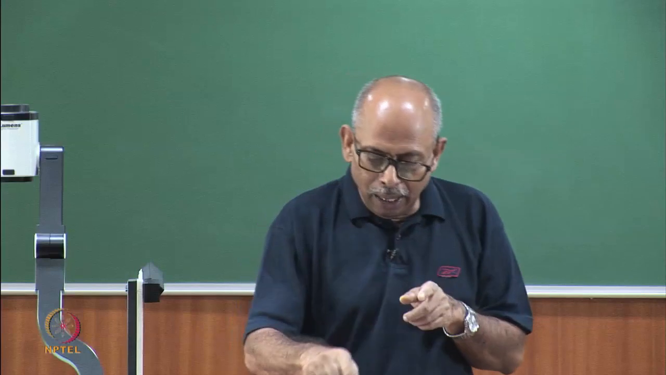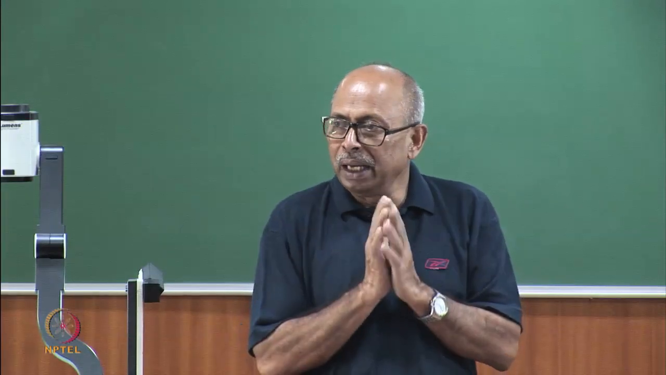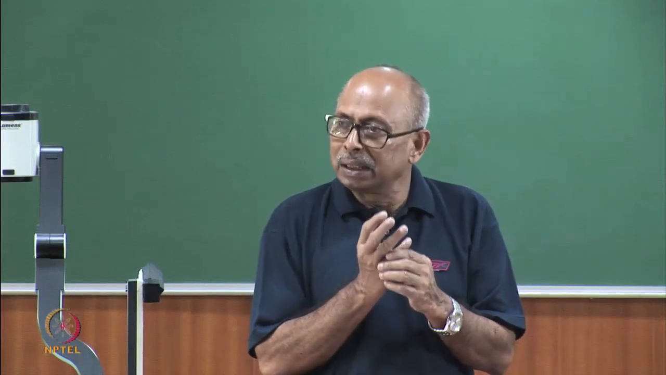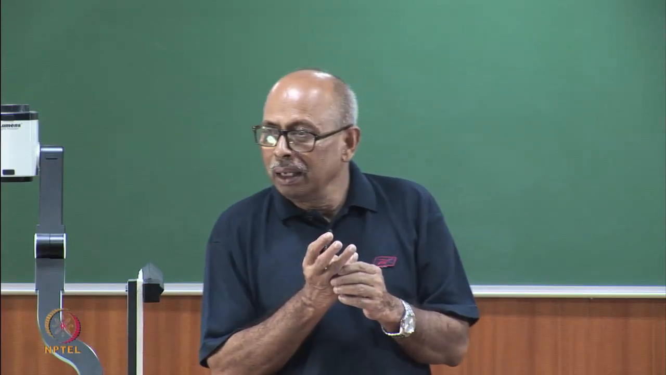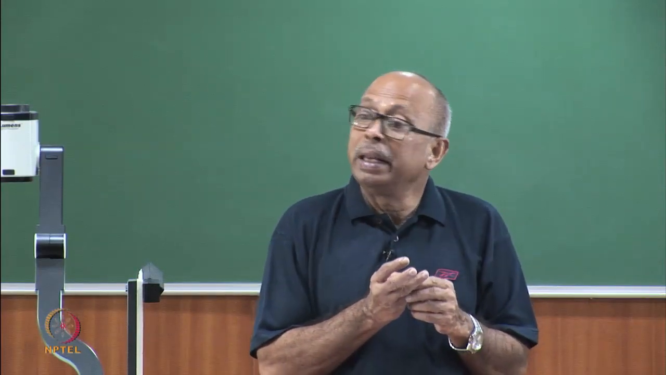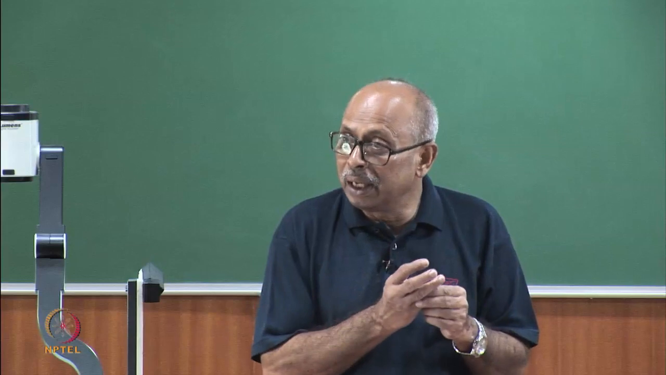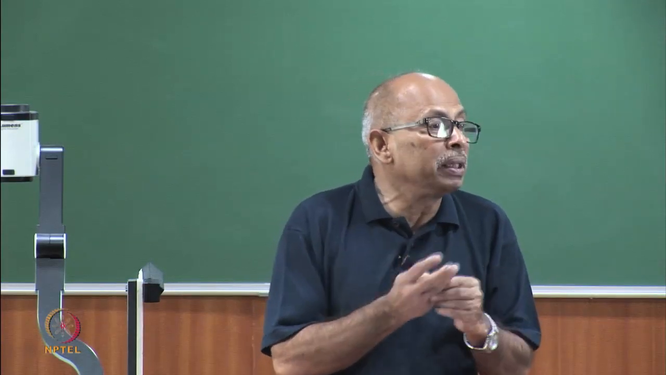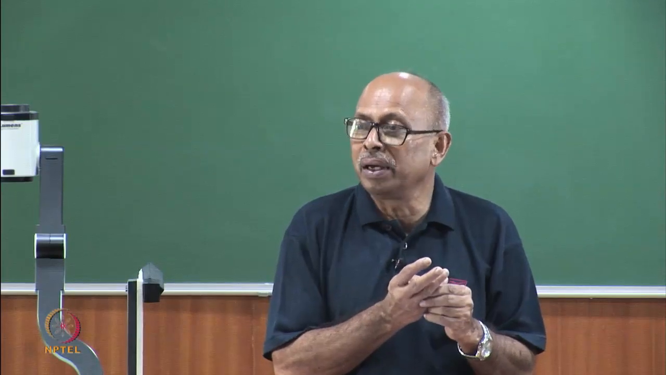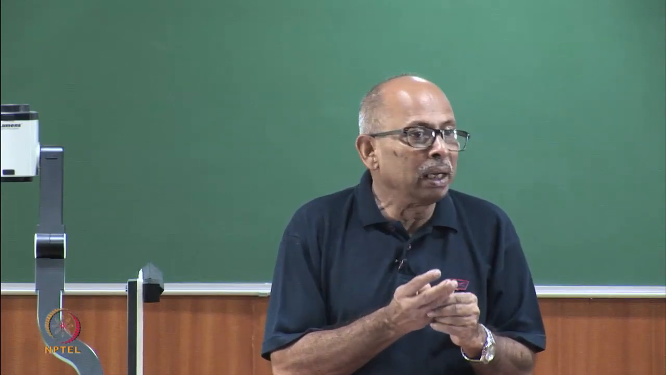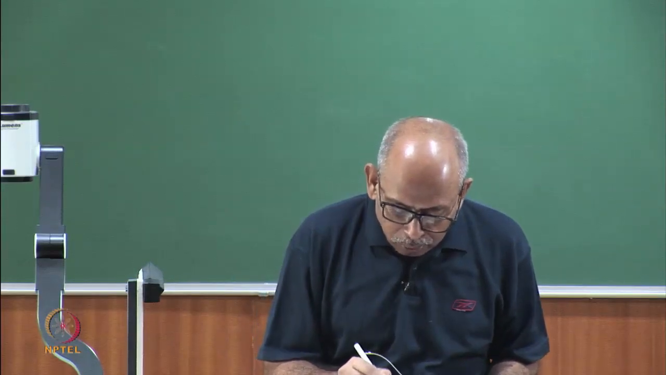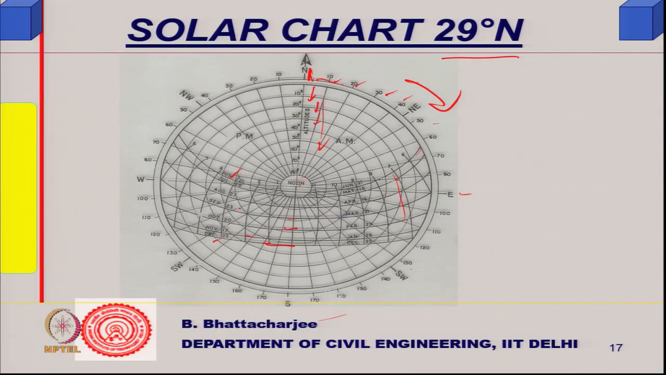At a given location, I fix the latitude. So latitude is fixed, and the sun's position is a function of the declination and hour angle. Declination will change from day to day of the year, so corresponding to a month I can find out the declination, and corresponding to the hour angle and month I can find out the sun's position. So here is a month: this is June, this is October, December, and so on.